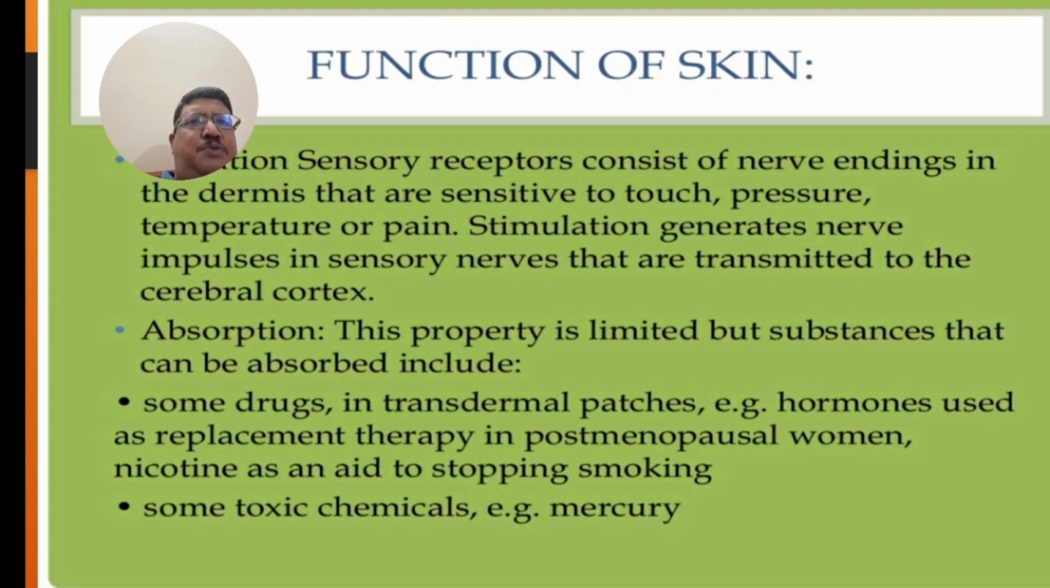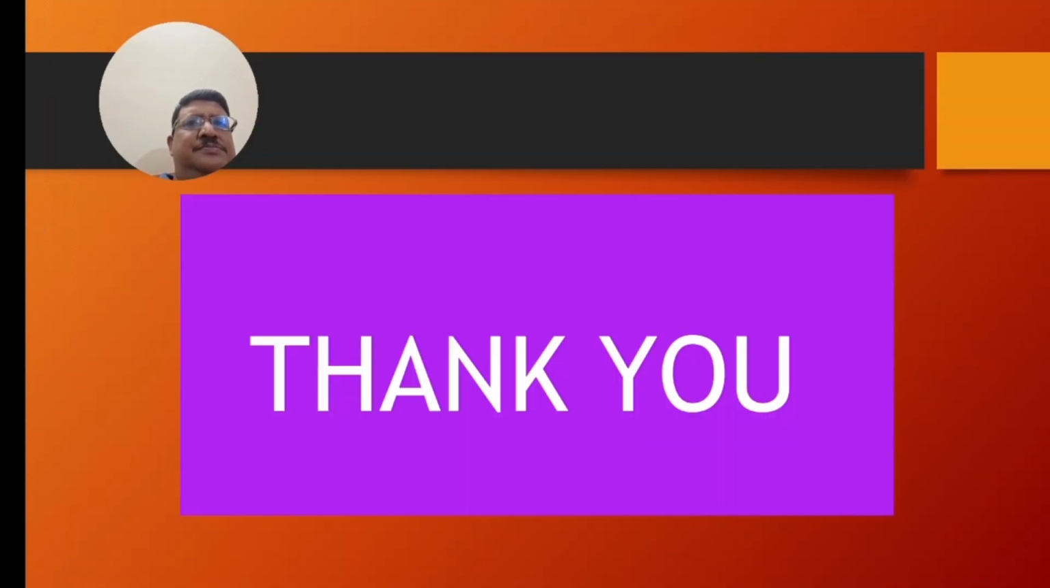Absorption. This property is limited, but substances that can be absorbed include some drugs in transdermal patches, for example hormones used as replacement therapy in postmenopausal women, nicotine as an aid to stopping smoking, and some toxic chemicals, for example mercury.